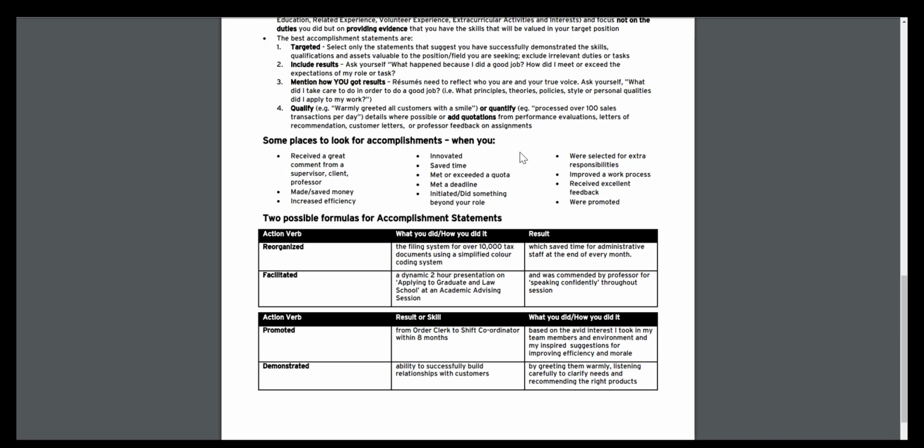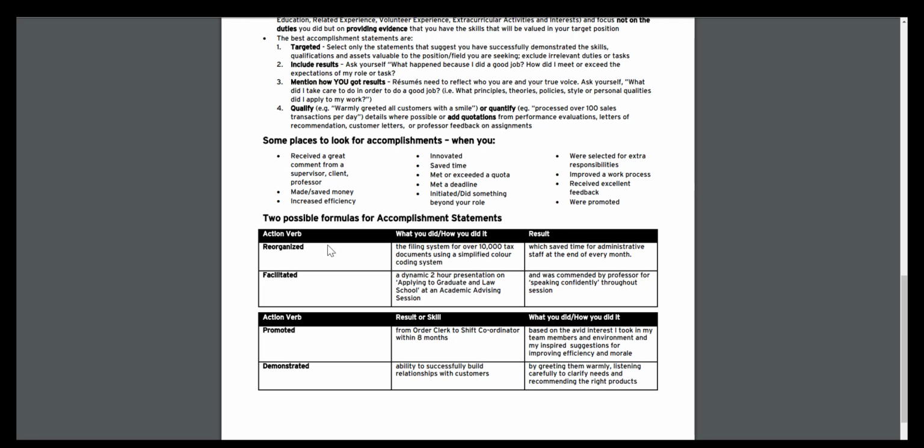How much cash? I think the easiest way to qualify it is to add a quantity there or add a quote from someone. Dairy Queen, if you worked there in the summer, how many people did you see a day, right? If you processed over 100 transactions a day using credit, debit, cash, those are all different systems that involve different types of knowledge on how to work that system.